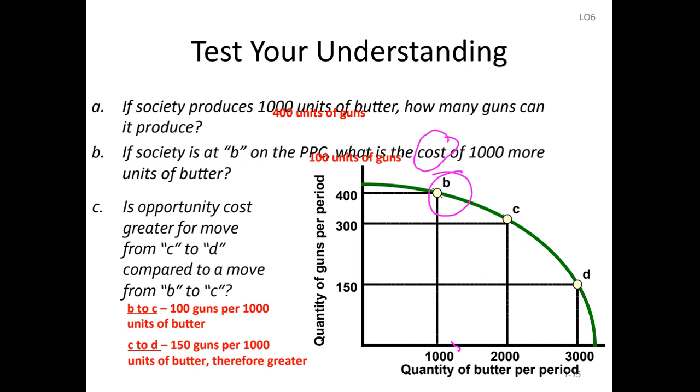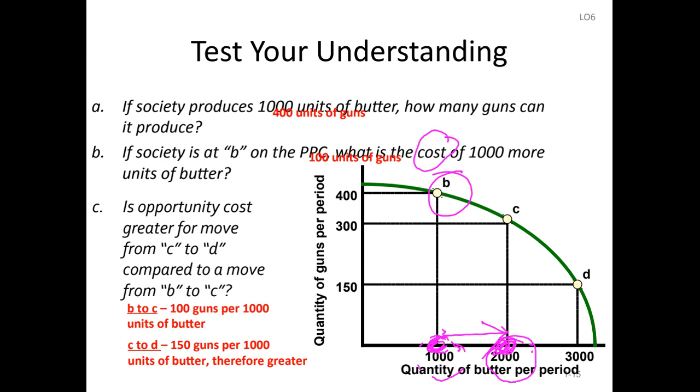If I move from this point to this point, what is happening? So basically you're producing more butter. Then you have to reduce the production of guns. It is not possible that you can produce more butter without giving up guns. How many guns are you giving up?